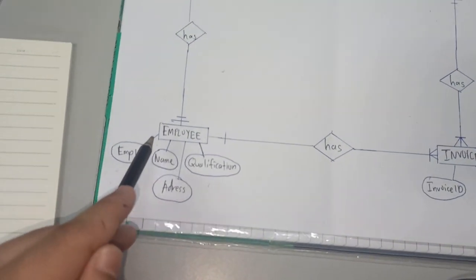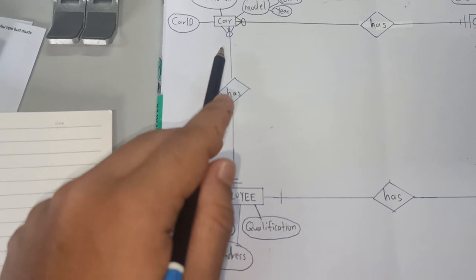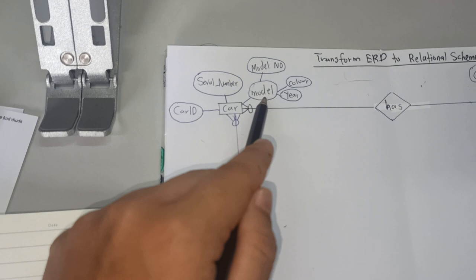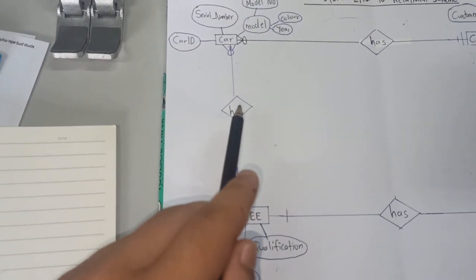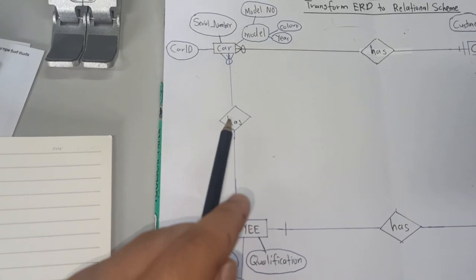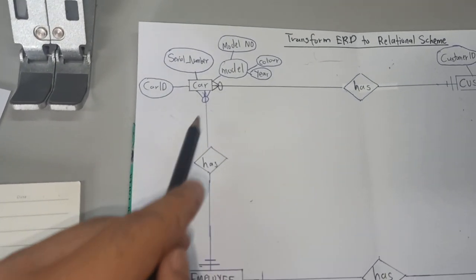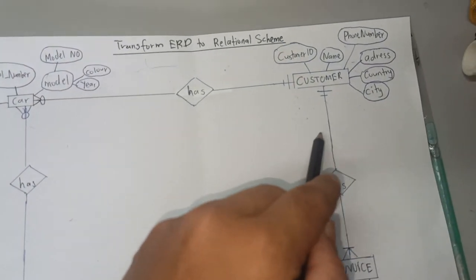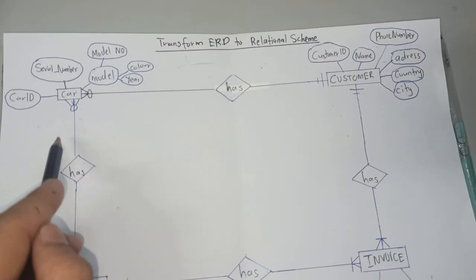Furthermore, we look at the next entity, which is car. The attributes for car are car ID, serial number, model number, color, and year. The relationship between car and employee is that an employee can sell a lot of cars. Finally, for the relation of customer and car, a customer can have a lot of cars.